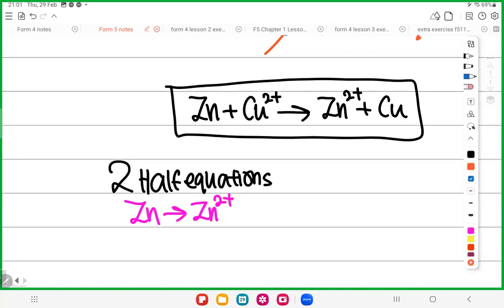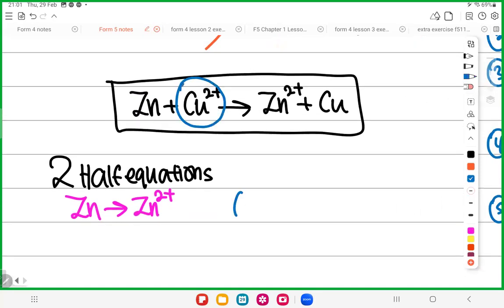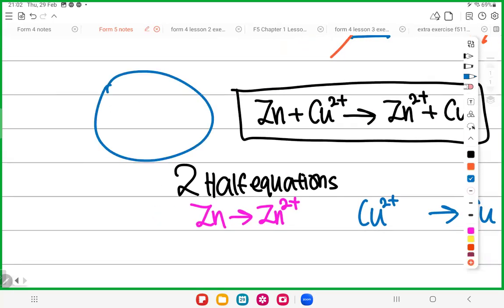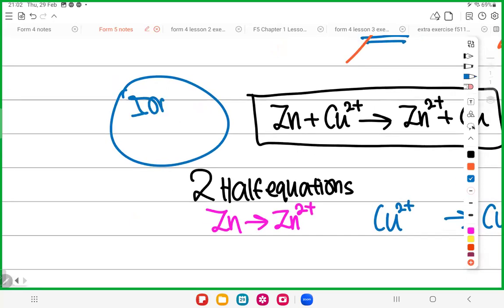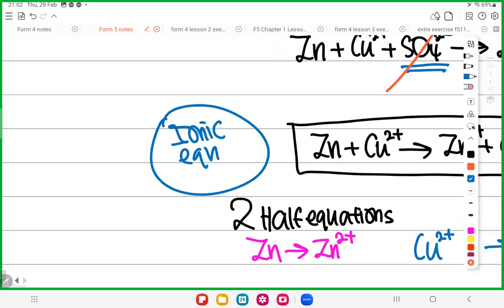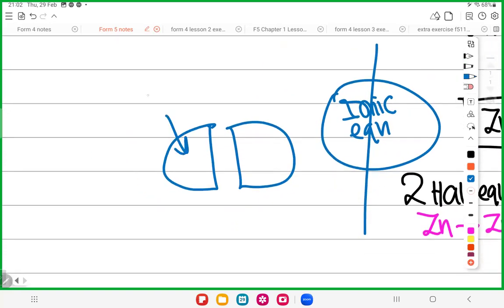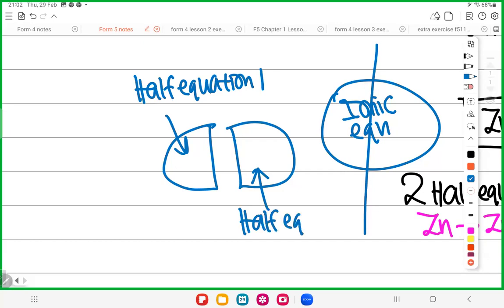Okay, second one, everyone, look at the blue color here. Cu2 plus. So the arrow means become Cu. So now, you see, this is an ionic equation. I told you ionic equation is like a cake. When you cut the cake into half, you will get half equations. This is the first half equation. This is the second half equation. That's all. All right. That's what we do.